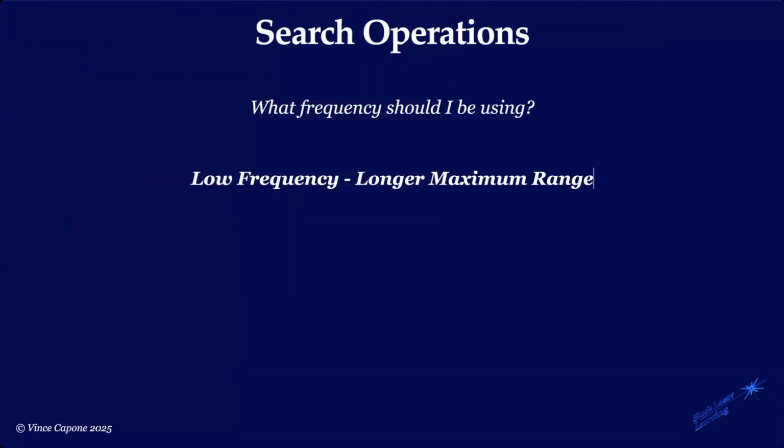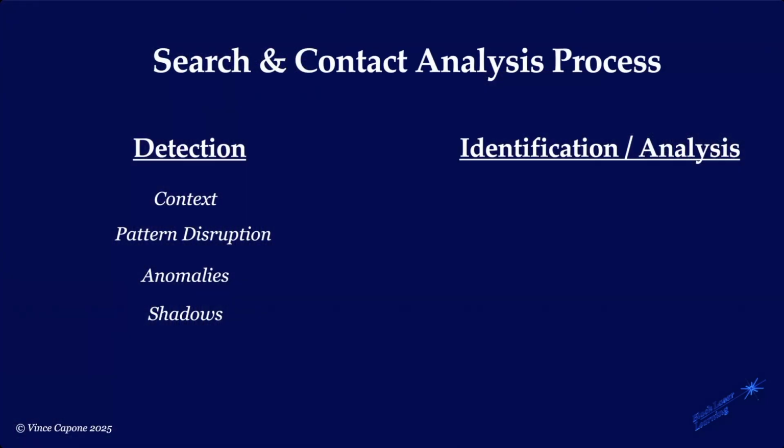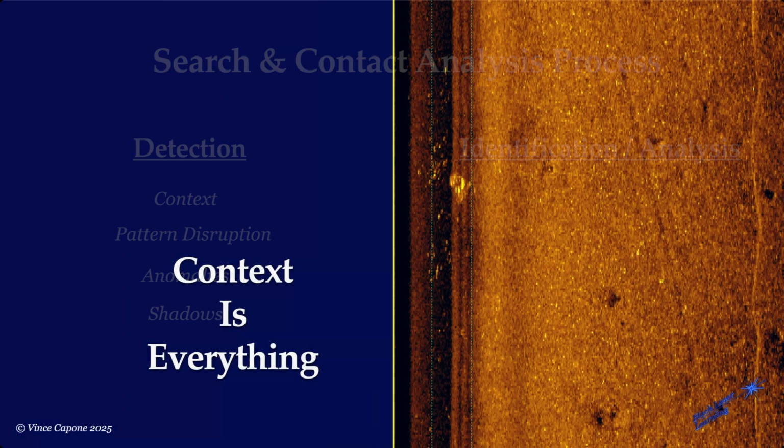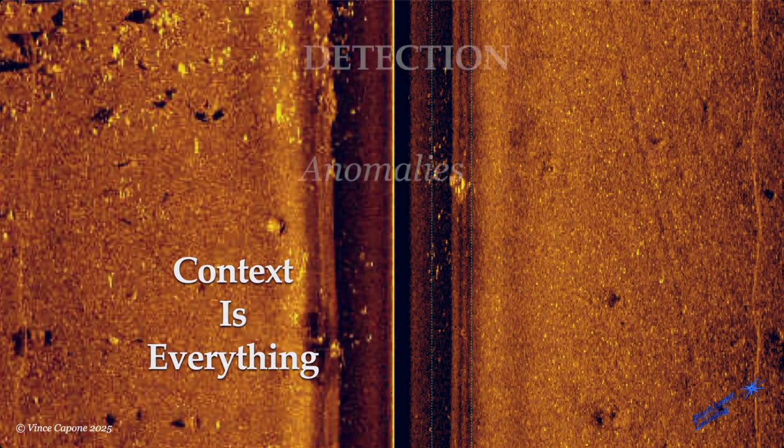What frequency should I be using? Normally, we think high frequency would be better in searching for small objects. Well, that depends on the object you're looking for. However, depending upon the system, altitude, and range, shadows are not always present. If I'm looking for aircraft on a bottom like this, then come upon a scattering of objects after seeing lots of clean bottom, I should take notice.